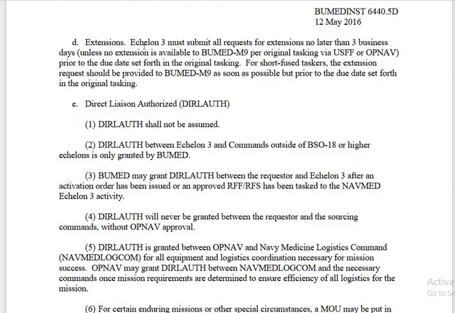Like right here. So extensions. Echelon 3 must submit all requests for extensions no later than 3 business days.